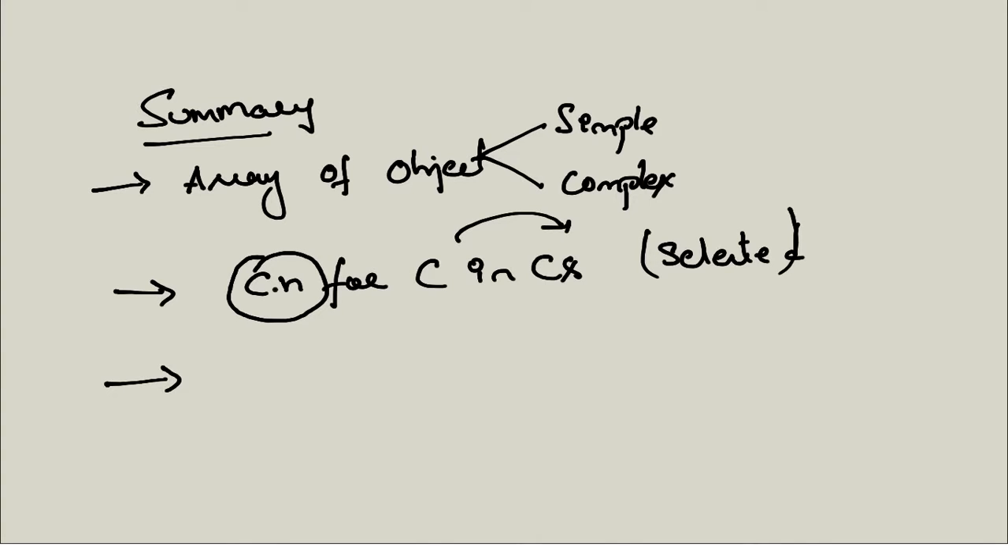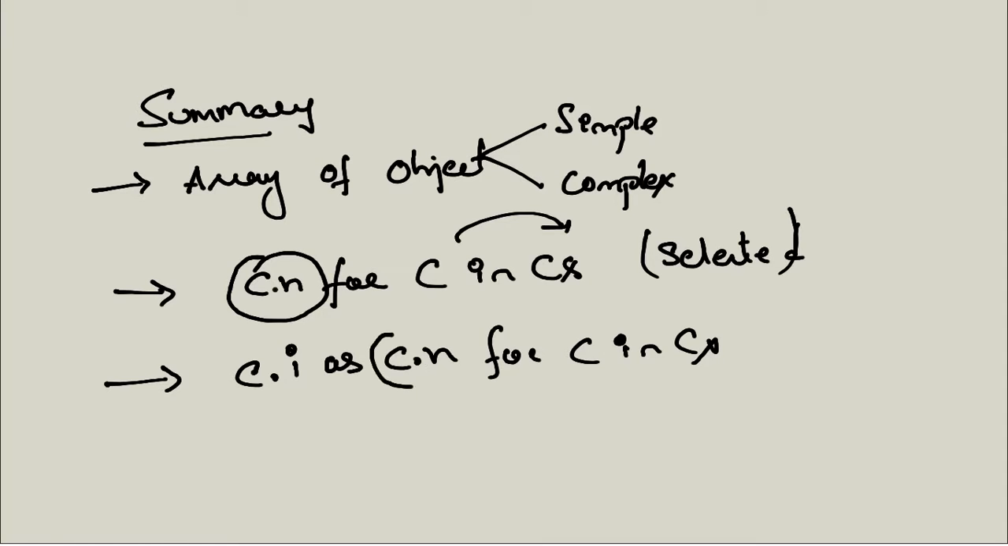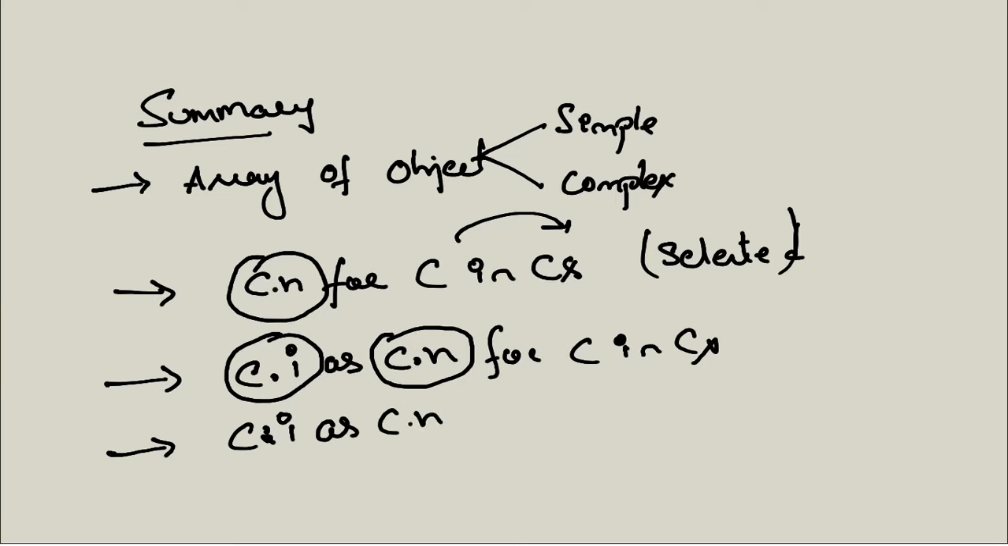Or else, if we want to select only a particular value in that object, we say country.id as country.name for country in countries. Now it will display the country name on the UI and select the country ID. We can also group it by saying country.id as country.name group by country.continent for country in countries.